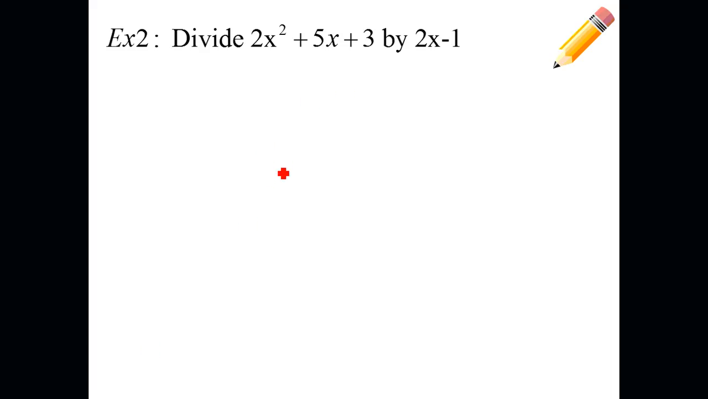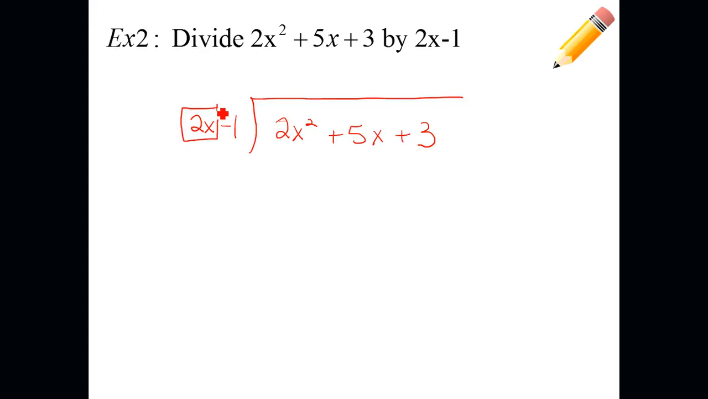Here's example 2. You really get pretty good at it if you try them, okay? So let's set it up division style here. This is 2x squared plus 5x plus 3 on the inside and 2x minus 1 on the outside. So the way we get it started again, this 2x is the lead. That's what we want to look at.